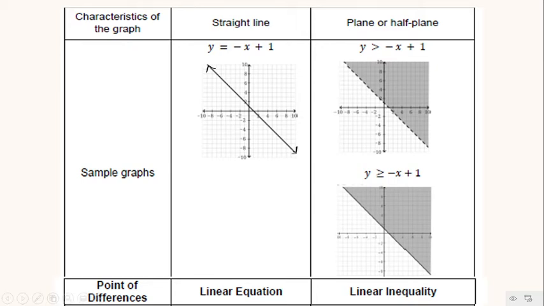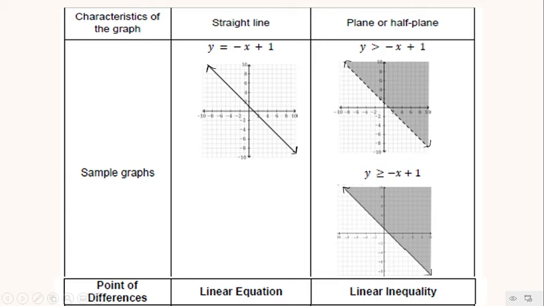So, ganyan lang yung sa linear inequality. While for the linear, this is linear equation. This is the linear inequality. So, kung makikita nyo siya, meron pa tayong mga shaded region. Ang tawag natin doon is half plane. Meron tayong broken line. Meron tayong solid line. So, yan yung dalawang example ng graph ng linear inequality.